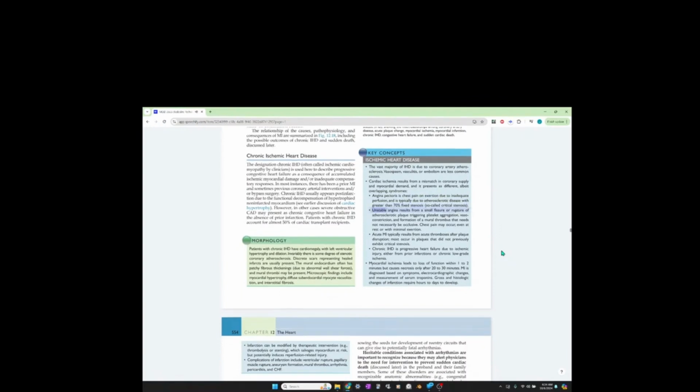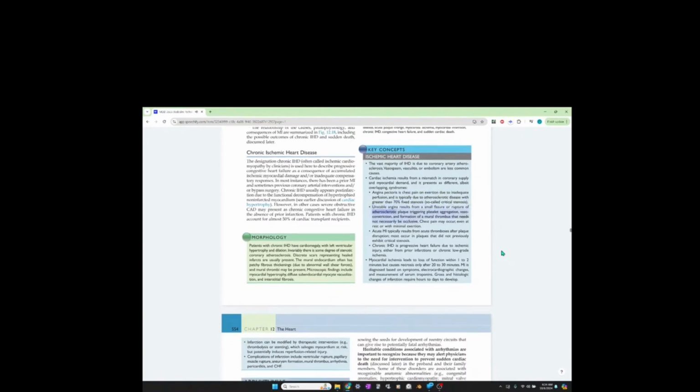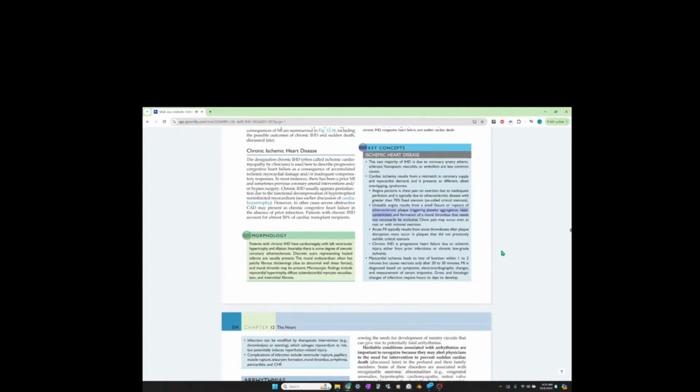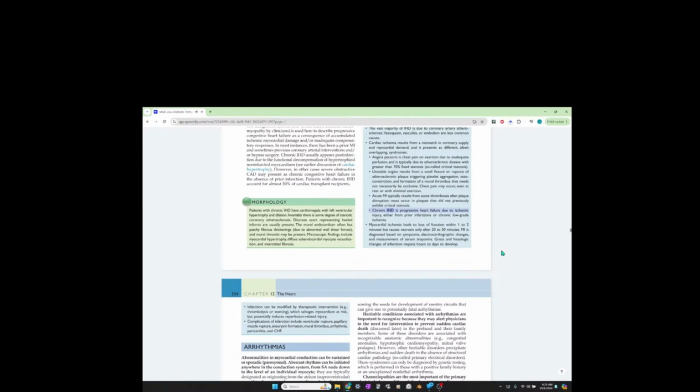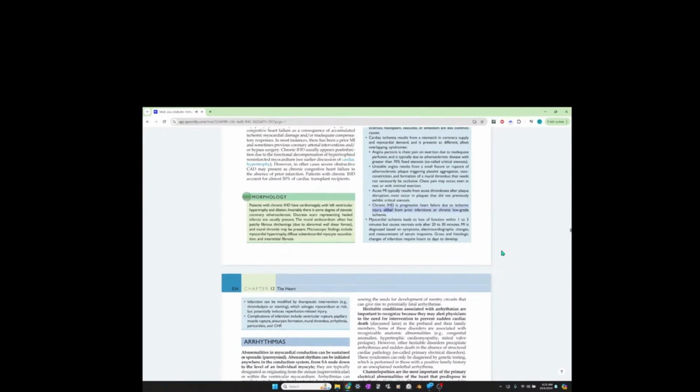Unstable angina results from a small fissure or rupture of atherosclerotic plaque triggering platelet aggregation, vasoconstriction, and formation of a mural thrombus that is not necessarily occlusive. Chest pain may occur even at rest or with minimal exertion. Acute MI typically results from acute thrombosis after plaque disruption. Most occur in plaques that did not previously exhibit critical stenosis. Chronic IHD is progressive heart failure due to ischemic injury, either from prior infarctions or chronic low-grade ischemia.